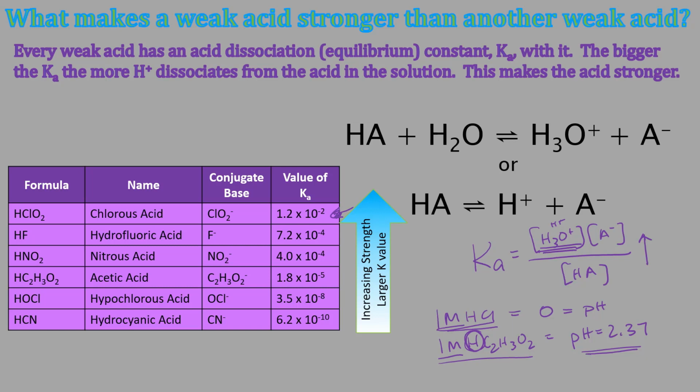Weak acids don't release many of their H pluses. And so the bigger the Ka, the more hydrogen ion it releases because it's in the products, and the more acidic it is. So the lower the pH will be.